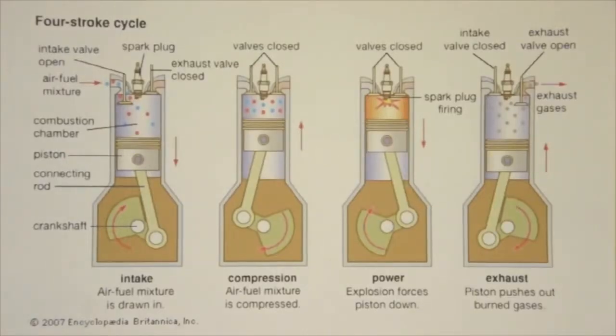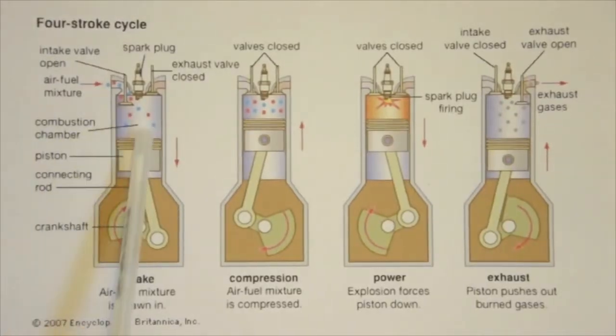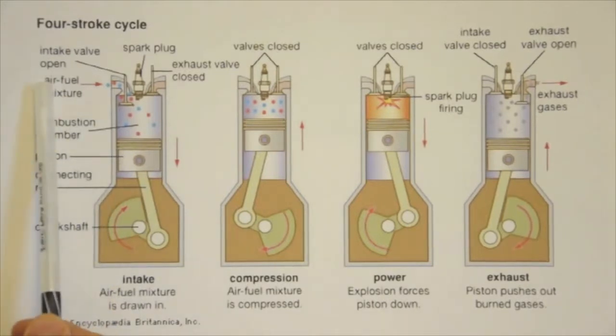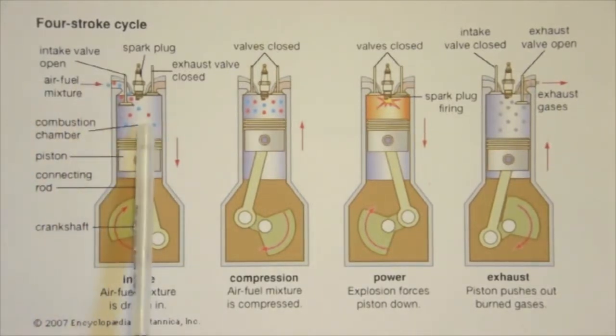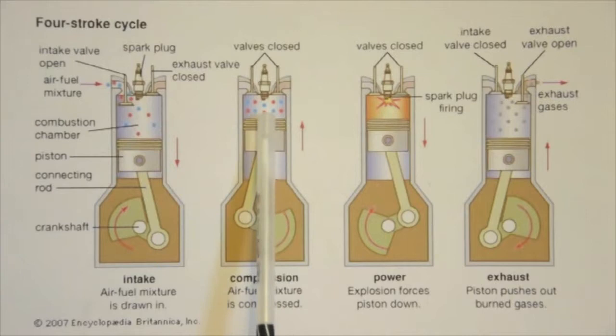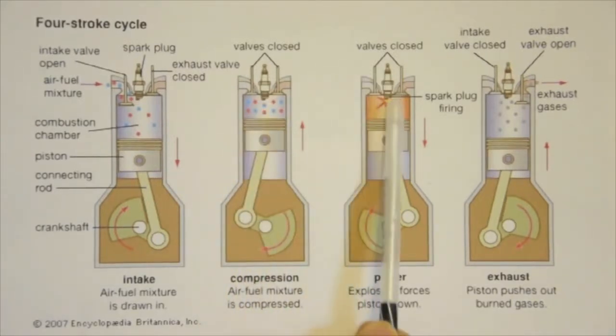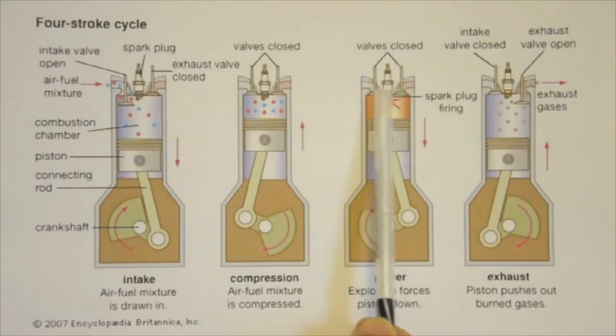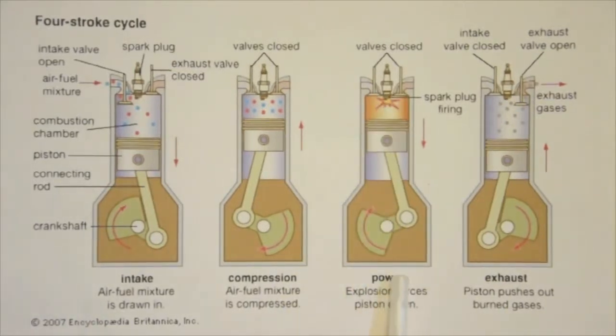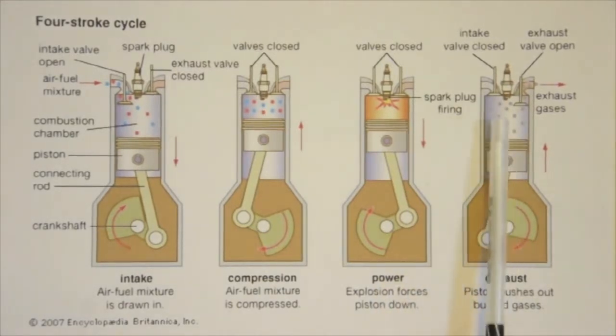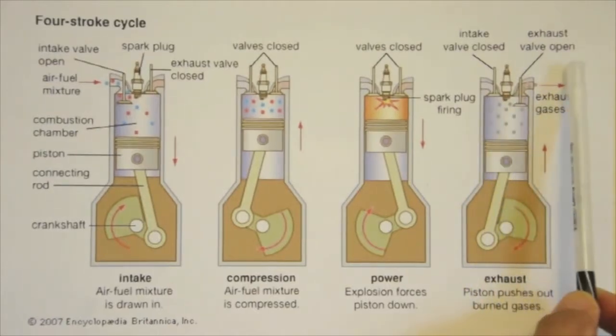So here we have a 4-stroke cycle engine, and for the first stroke going down, it sucks in air and fuel mixture. Second stroke, it compresses that air and fuel mixture. Third stroke, the spark plug ignites this mixture and pushes the piston down, and that's the combustion or the power stroke. And the last stroke will be going up, which will push the exhaust gases out of the outlet.